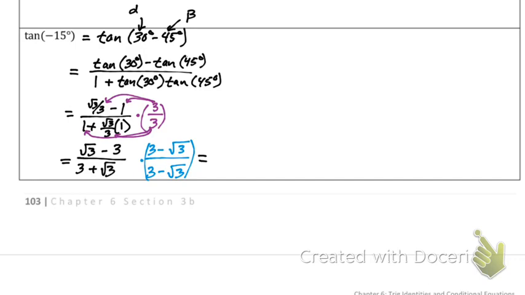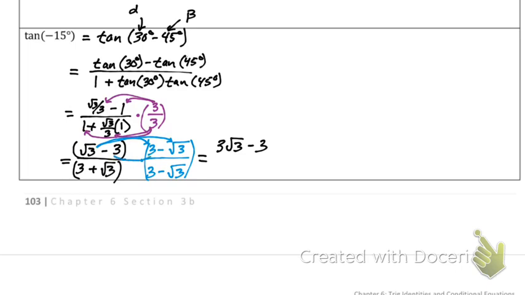Well, what I always do is I just distribute. So we have a binomial times a binomial. So I'll take that square root of 3 and multiply it by those two terms. Square root of 3 times 3 is 3 square root of 3. Square root of 3 times a negative square root of 3 is a negative 3.